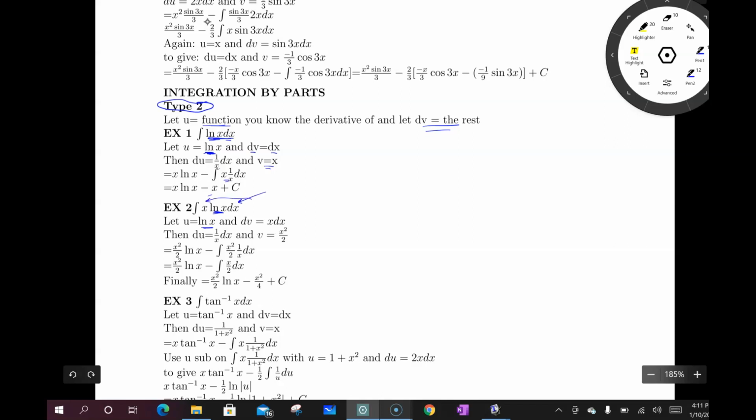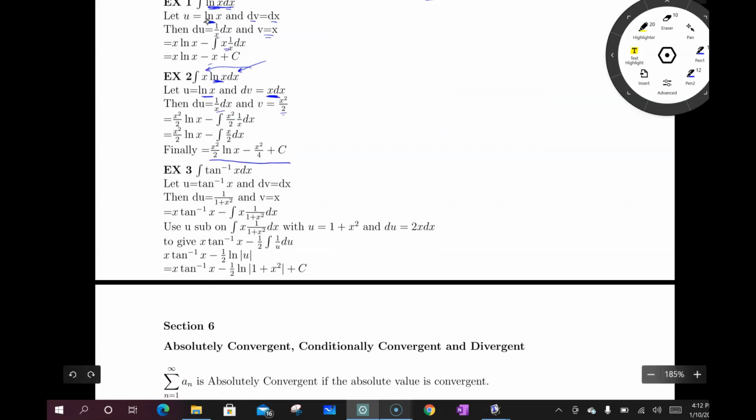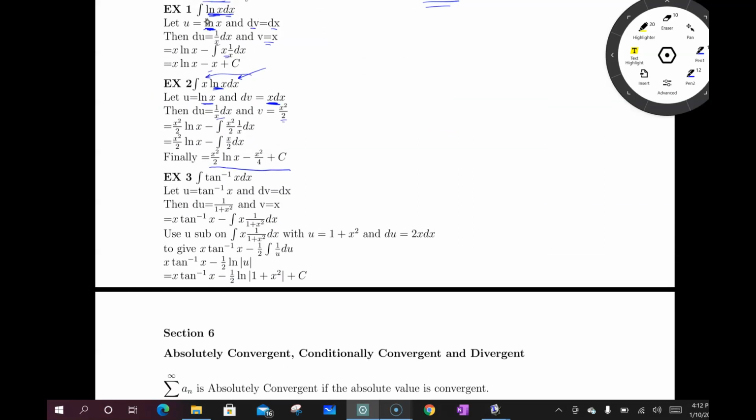Here, the dv is x dx. So remember, antiderivative, x squared over 2, derivative 1 over x dx. So putting it together, pull the one, cancel the x's, so I get x over 2 inside the integral to take the antiderivative of, so that gives me x squared over 4, the whole answer here. All right, so being careful with functions that you know the derivative of.